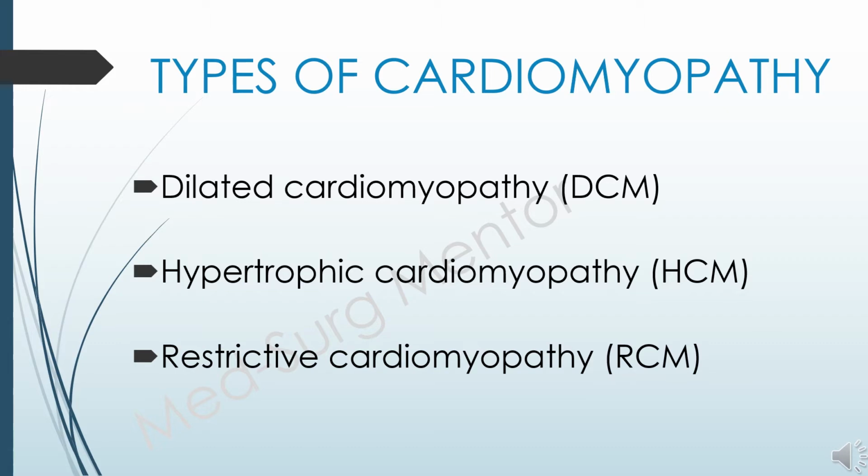Last week, we have seen part 1, which mainly explains dilated cardiomyopathy. I can give the link in the description box. Today, we will discuss in detail the other two types of cardiomyopathy, that is hypertrophic and restrictive cardiomyopathies.